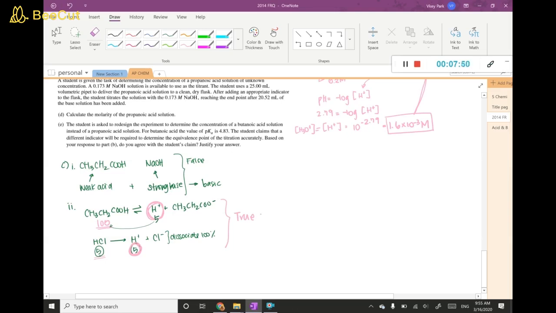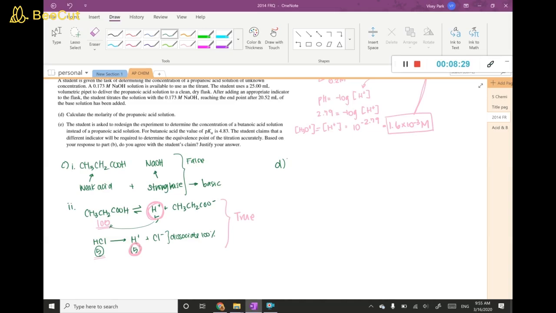All right, let's continue to the next one. D. All right, so what does D say? D says a student is given the task of determining the concentration of propanoic acid solution of unknown concentration. A 0.173 molarity NaOH solution is available to use as a titrant. The student uses a 25 milliliter volumetric pipette to deliver the propanoic acid solution to a clean dry flask. After adding an appropriate indicator to the flask, the student titrates the solution with the 0.173 sodium hydroxide, reaching the endpoint after 20.52 milliliters of the base solution has been added. Calculate the molarity of the propanoic acid solution.